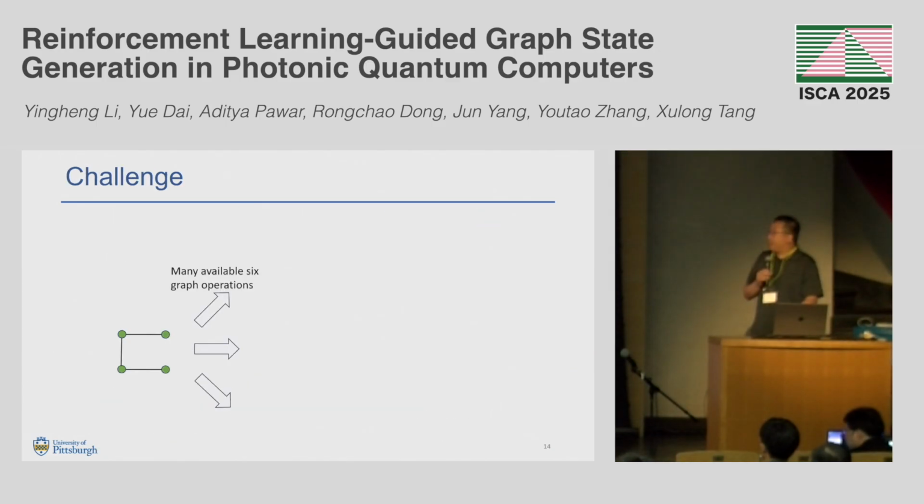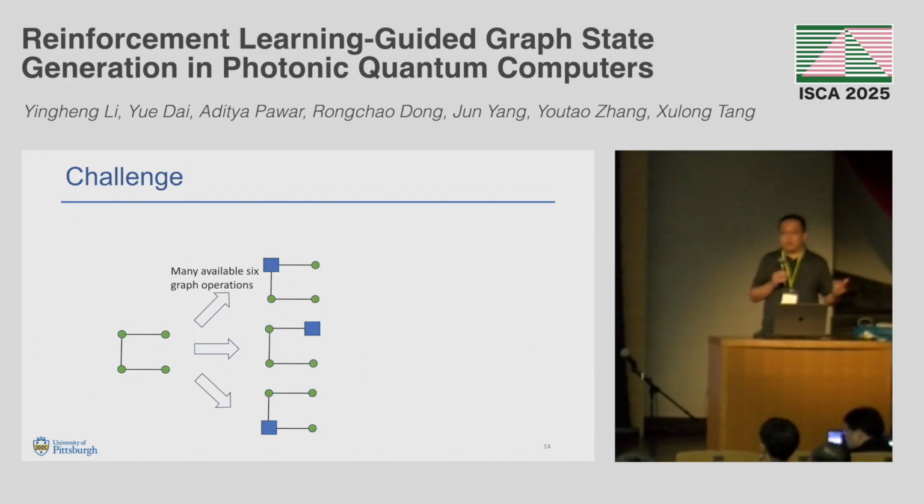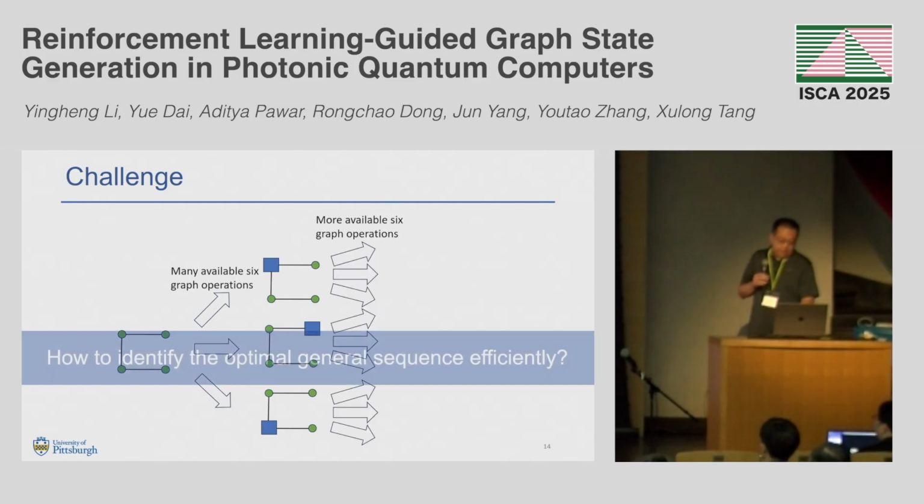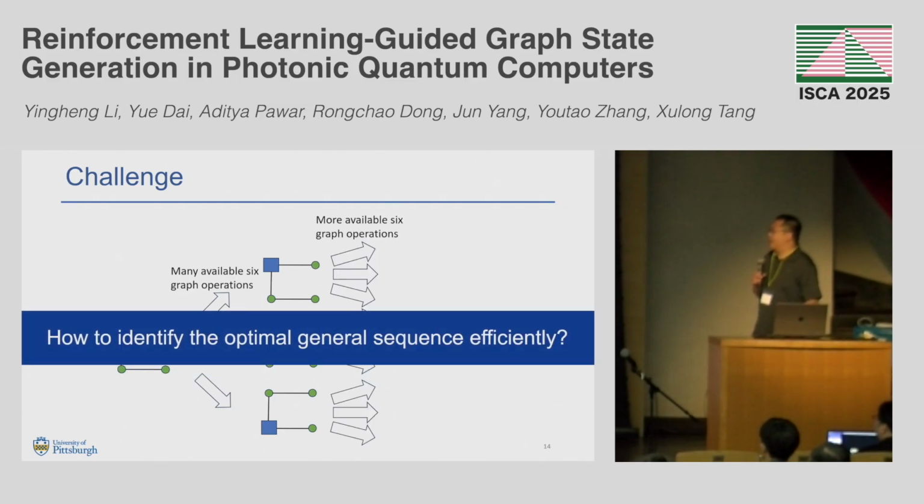The challenge here, as I already mentioned, is a large search space, because we have 6 operations in each step. Even for this toy example, it can branch out. And if it's a complicated graph, there are so many options. Actually, the baseline stabilizer solver uses a kind of exhaustive search. We will show the comparison later. And the question becomes how to identify a good generation sequence efficiently.